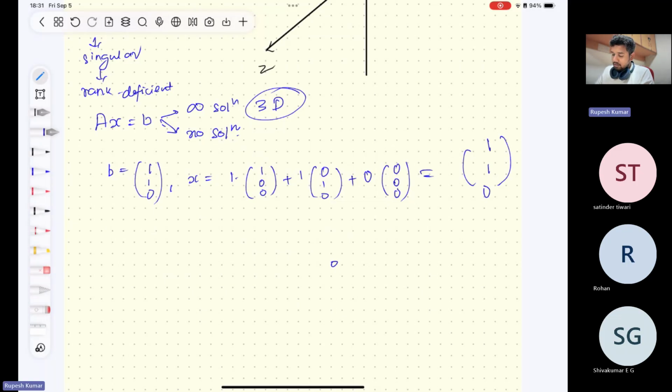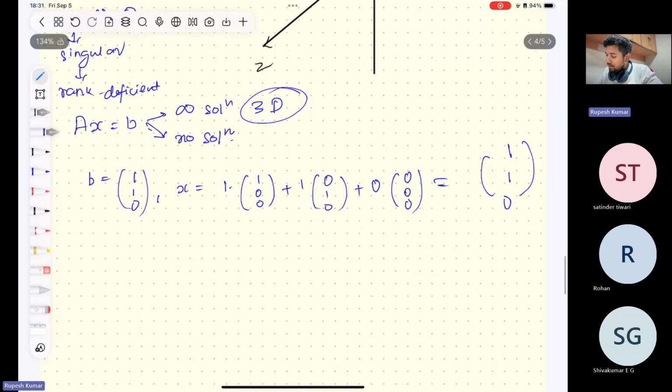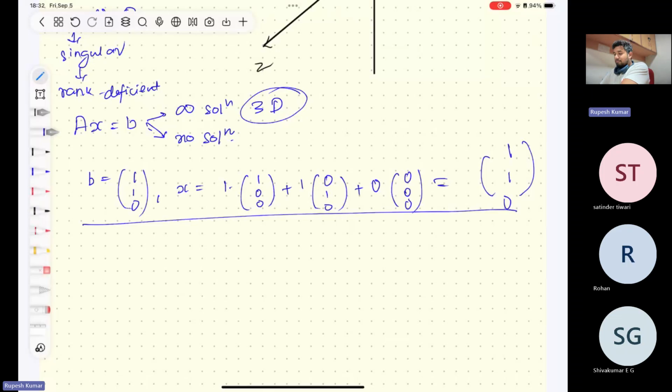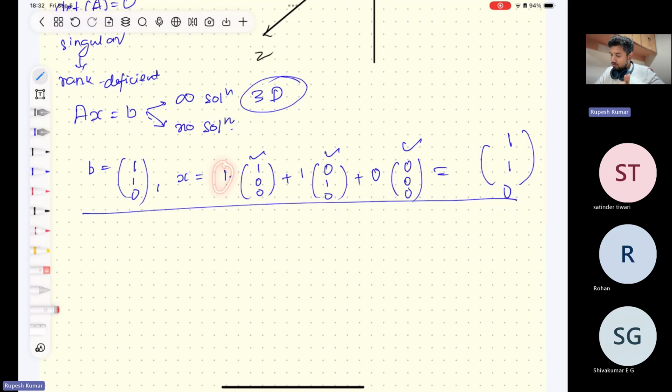So what I'm saying is, let's forget everything. Basically, you can represent this B using multiple possible linear combinations of these three vectors. How? Right now, this linear combination of these three vectors was 1 into the first column plus 1 into the second column plus 0 into the third column. I can always say that x equals 1 into 1 0 0 plus 1 into 0 1 0 plus 1 into 0 0 0, right? This again gives us the same B.